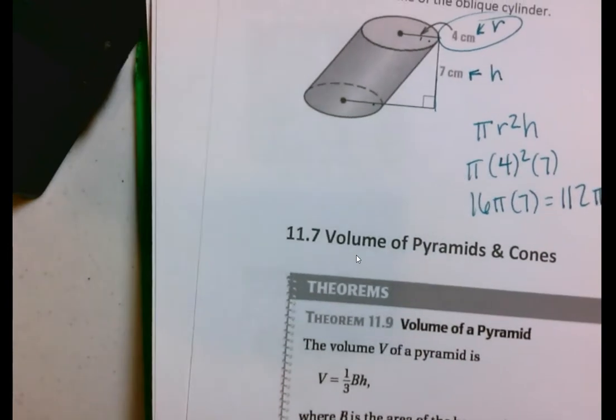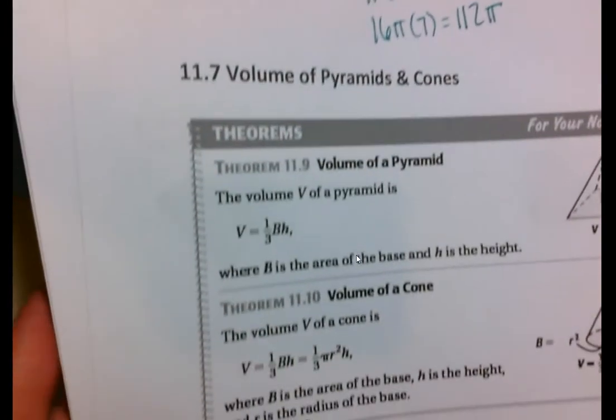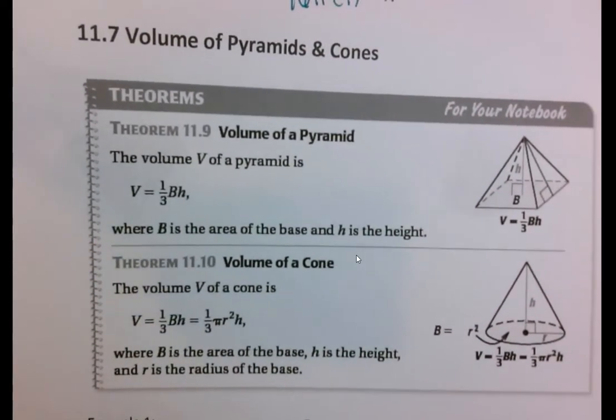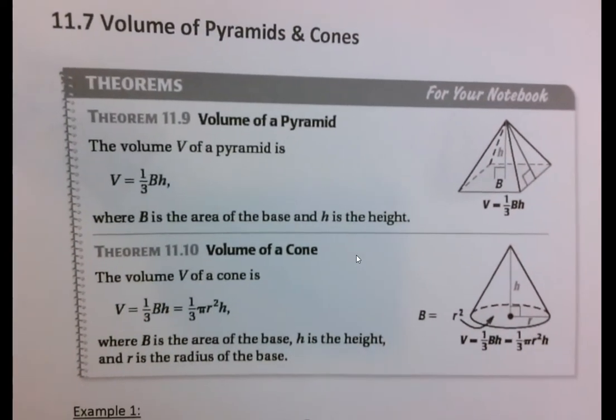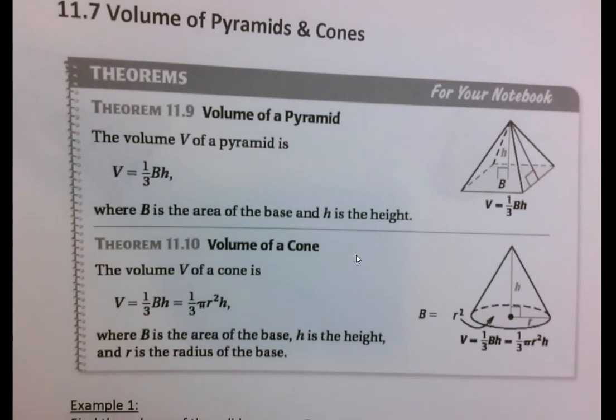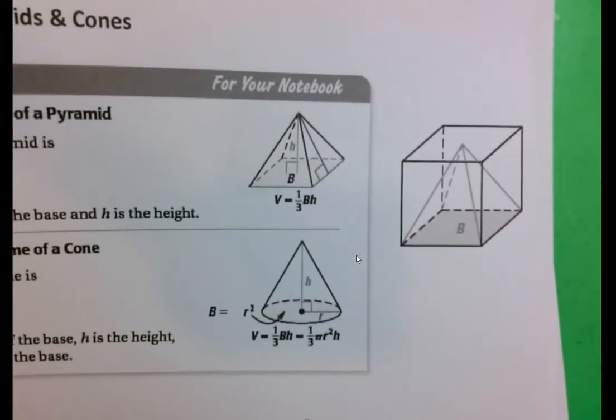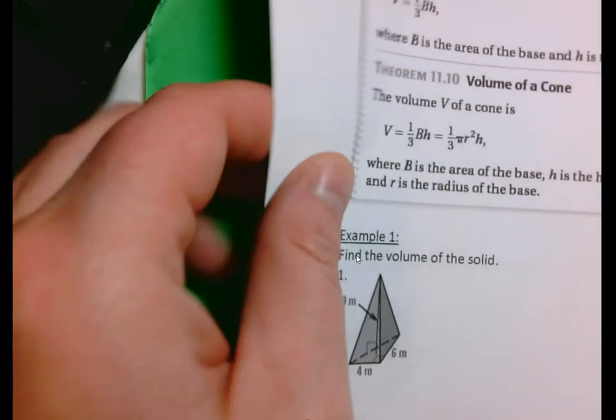All right, so these are notes over 11.7. 11.7 is the volume of pyramids and cones. So once again, you've got your base. And what we do, instead of just doing base times height, we take it times a third, because you can get a third of the volume based on the height of the prism. And the 2/3 is not covered. So, we're just going to work through some volume problems.